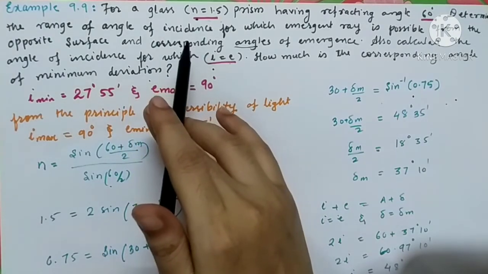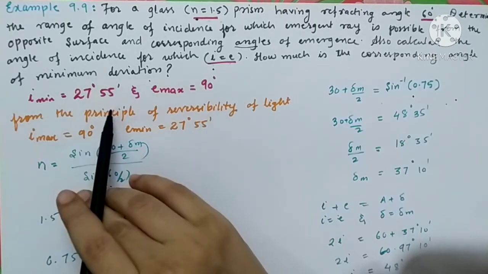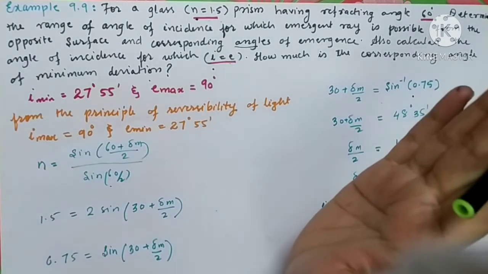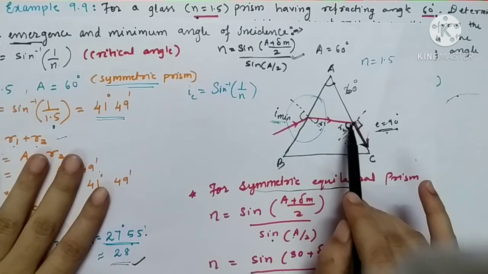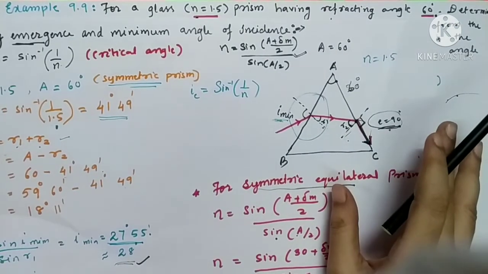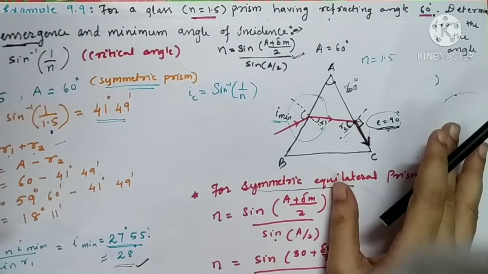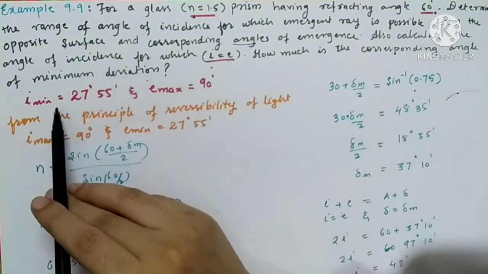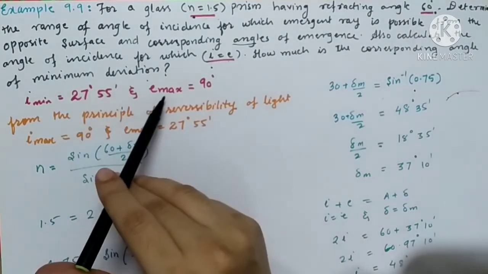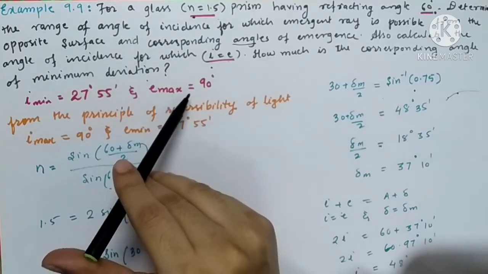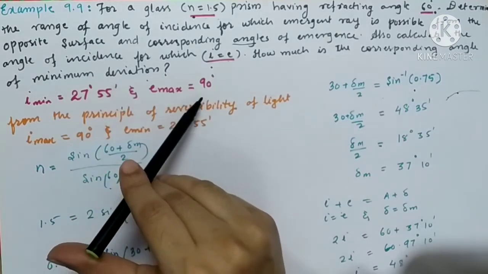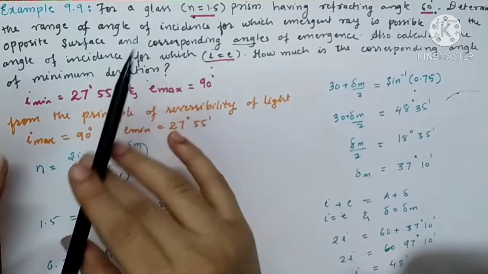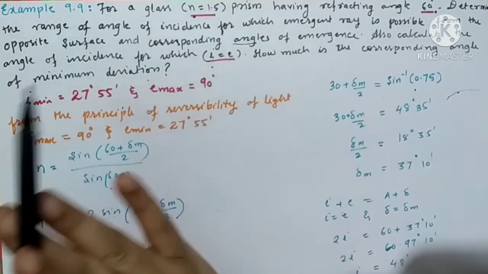So we have to calculate all this thing which have been asked in the question. Part of it is just now we have done. We all know that maximum value of angle of emergence will be 90 degree. This is the maximum value of angle of emergence. Angle of emergence will not go beyond this 90 degree. So minimum angle of incidence for which we are having maximum value of emergence angle is 27 degree 55 minutes and emergence angle is 90 degree. So this is the range from first side, from the side AB.